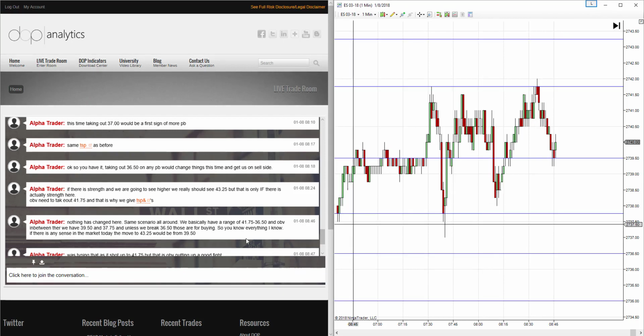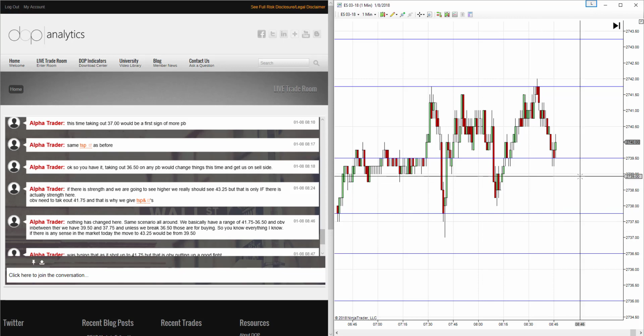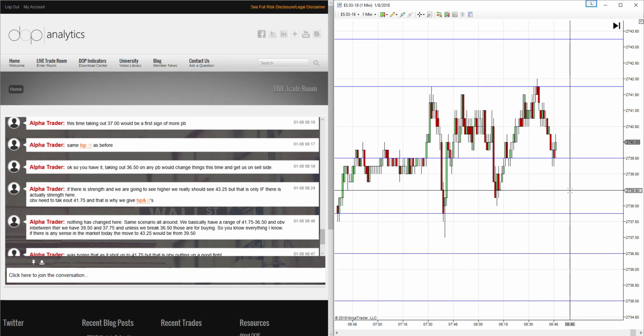Everything's for buying. And the comment was made, so you know everything I know. So that's it. There's no mystery in this. All the targets were given, all the entries were given. We're still following the plan, because the market hasn't changed. And unless and until the market changes, we're not going to do anything different. Our targets are what they are. Our entries are what they are.